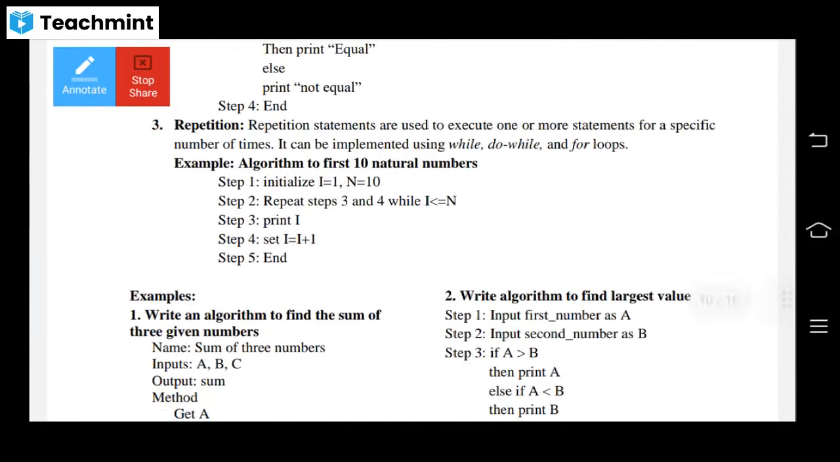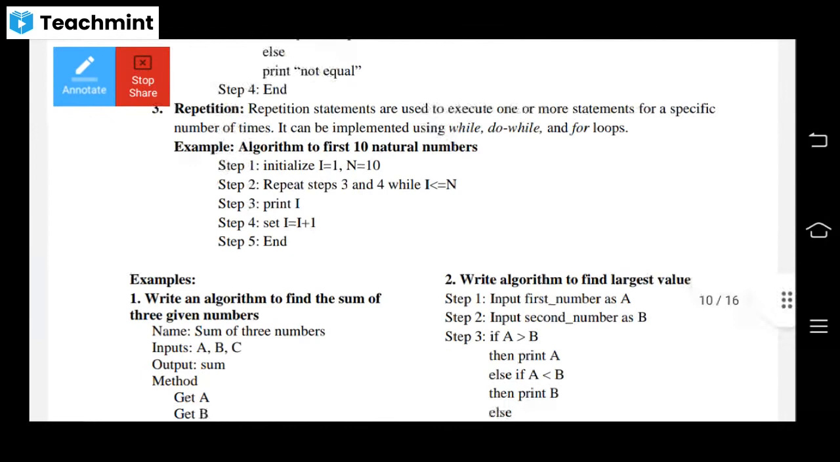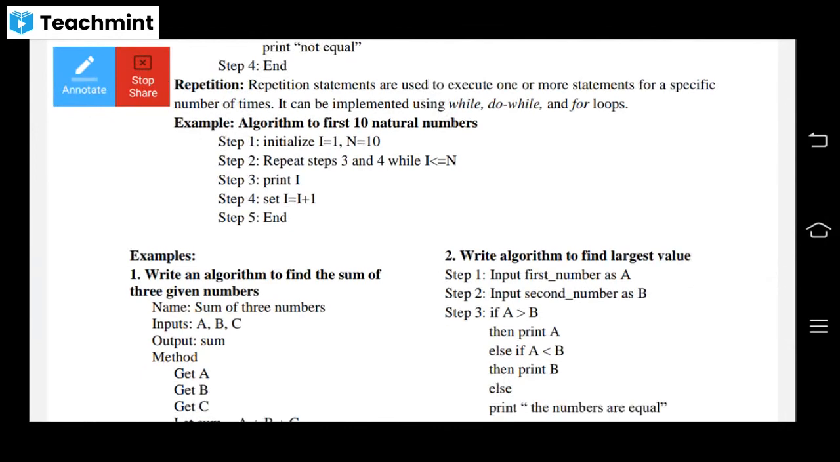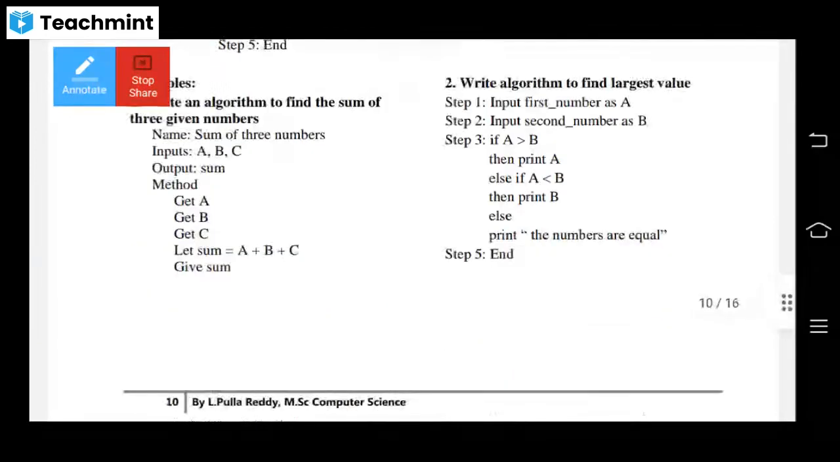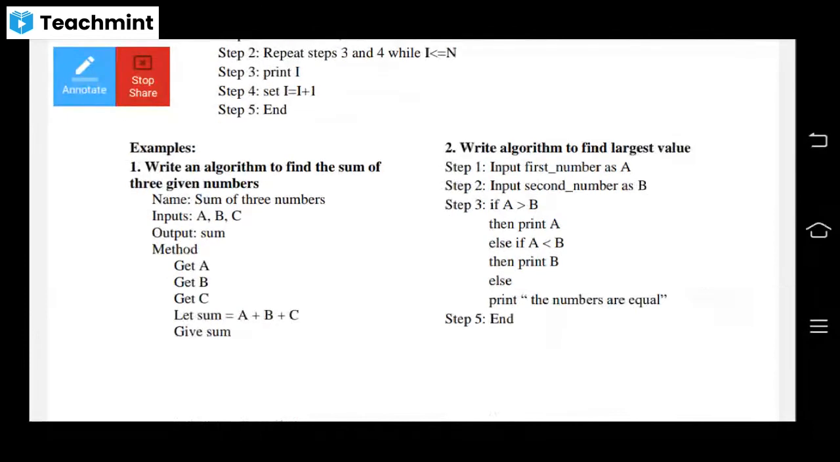Repetition means, what is the purpose of the repetition statements? They are used to execute one or more statements for a specific number of times. That means executing the same statement one or more times is what we call repetition control structures. For this we implement while, do while and for loops. Okay, these looping statements are implemented in programming languages for this purpose. See here, some examples are presented for you.